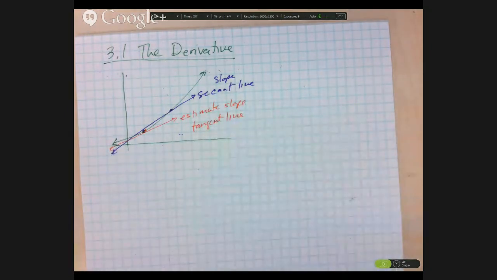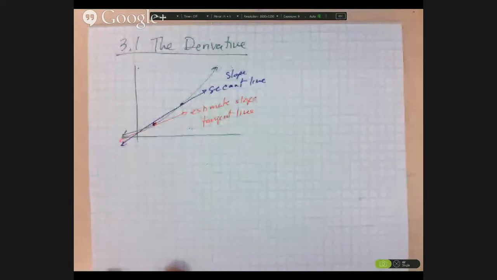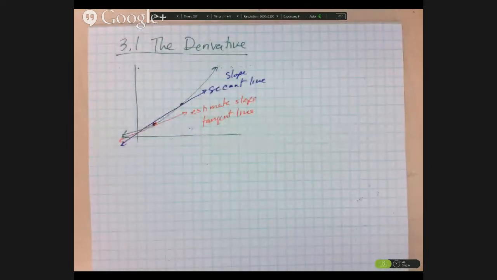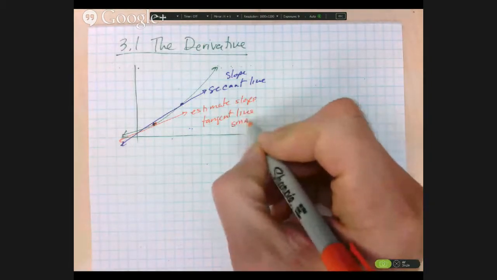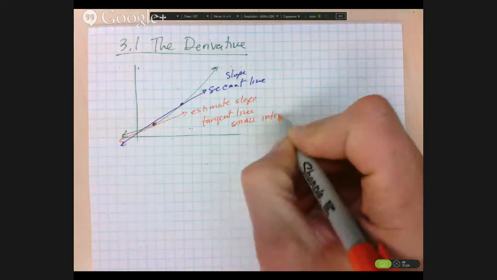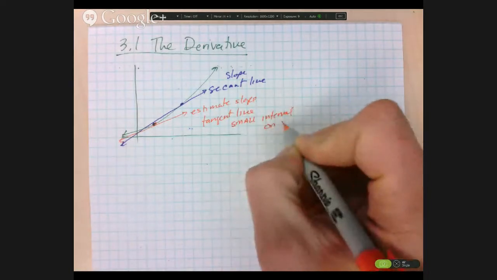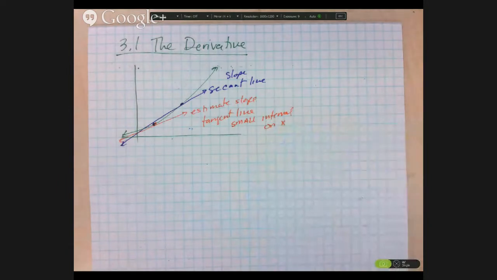Okay, we have estimated the slope of a tangent line, or the instantaneous rate of change, with a small interval on x, right? We just made it a really small interval, like 2 to 2.01, and we've estimated the slope of that tangent line.